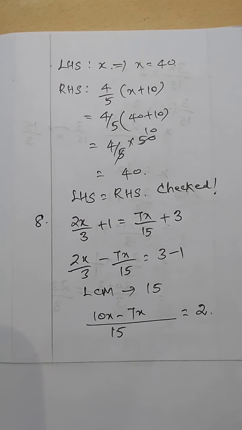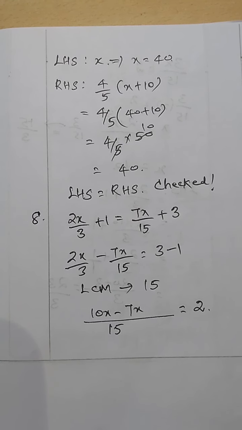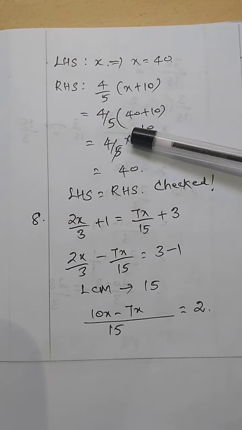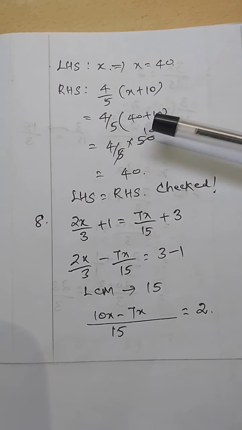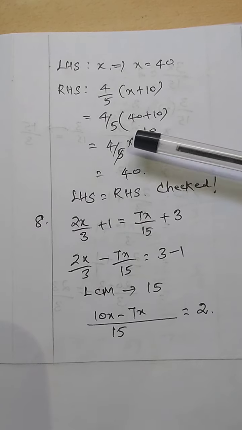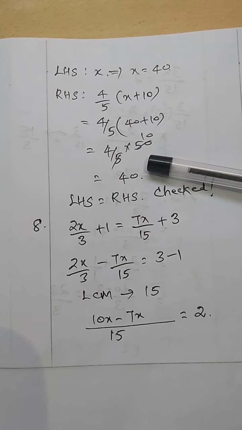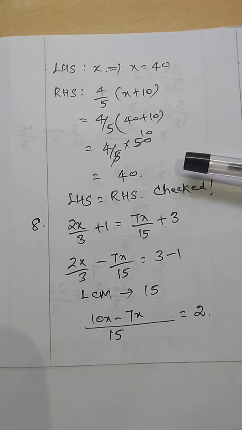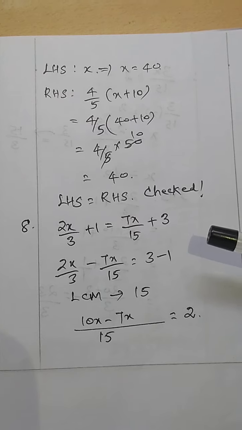Now for your RHS, it is 4 by 5 times of (x plus 10). In the place of x you put 40. So it becomes 4 by 5 into (40 plus 10), that becomes 50. So you can reduce 5 and 50 by 10 times. So it becomes 4 into 10, that becomes 40. See, your LHS and RHS, they are one and the same. So you have checked.